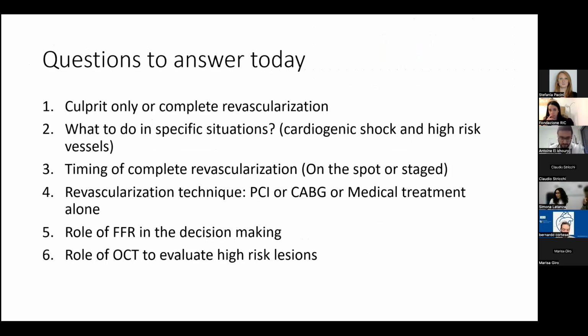So we'll discuss this today, and we try to answer this question to see if we have to do all the vessels or just the culprit vessel, and in certain populations like cardiogenic shock or high-risk vessels. When do we have to do the complete revascularization, if we have to do it directly on the spot at the initial exam, or stage it for a later admission, and if we have to do the revascularization by PCI, by stent, or by coronary artery bypass graft surgery, or just medical treatment. And we need to see if there is a role of FFR in the decision-making, and the role of OCT, which is an intracoronary imaging, to evaluate these patients.